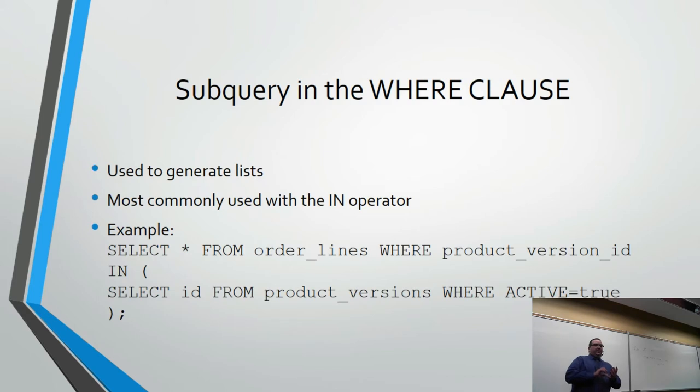Now, like I said on the slide, it's most commonly used with the IN operator, as you can see from here. Select star from order lines where the product version ID is in a given list. And what is this list? It gives the ID from product versions where the products are active. In other words, only show me order lines where the products are still active.